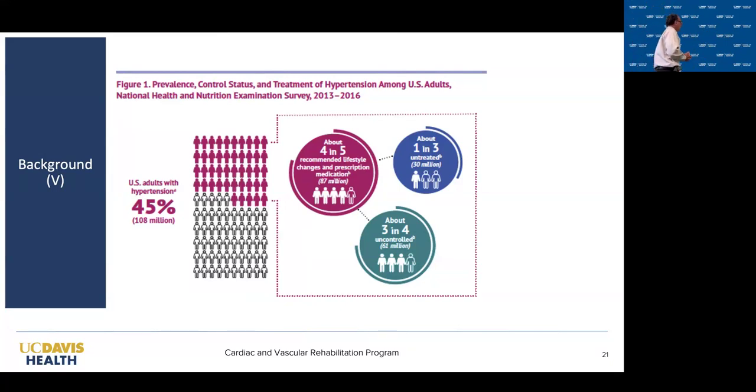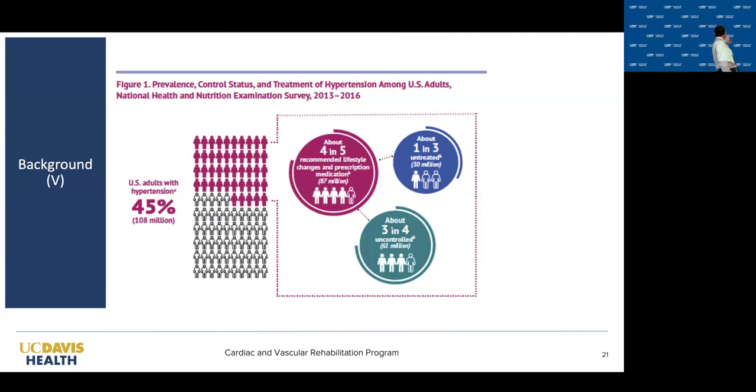But what percent of that is actually controlled? The flip of that, only 3 out of 4 are uncontrolled. So only 1 out of 4 are actually controlled. So of all the people who've heard something about it, only 25% of them are controlled.